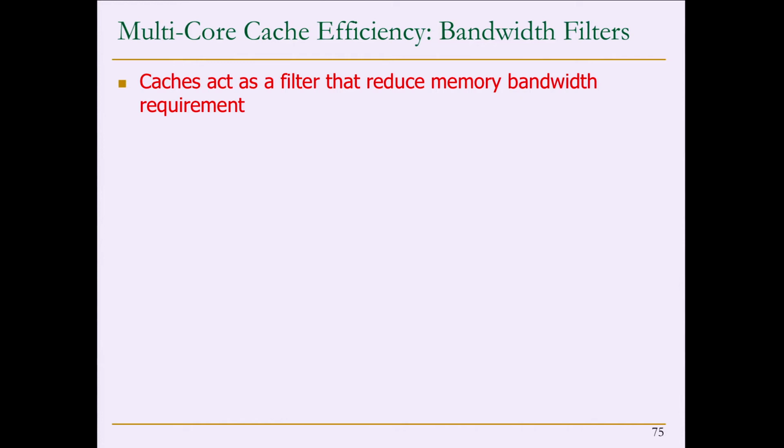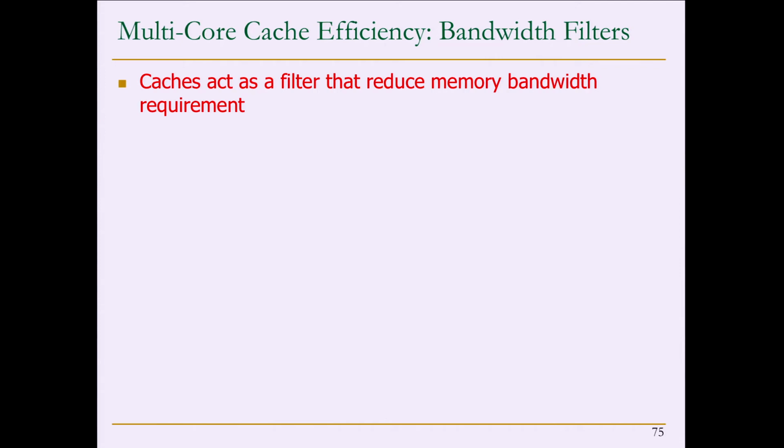Okay, so let's talk about some other thing. One of the other things in a multi-core system to think about is cache efficiency, and we're going to transition into that soon. Caches actually have another benefit in multi-core, which is they act as a filter that reduces the memory bandwidth requirements. And this is always true, right? Whenever you prevent an access to memory, you reduce the memory bandwidth requirements. You also reduce the latency of that access.